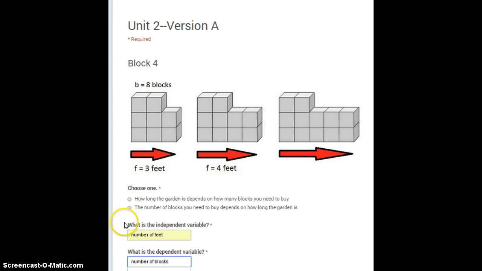Now, it says which one depends on which. We have a very good word here that tells us what depends. This depends. It's dependent because it depends. So the blocks depend on the feet. The reason why is because this is the dependent variable, so it depends on the input. The output depends on the input.